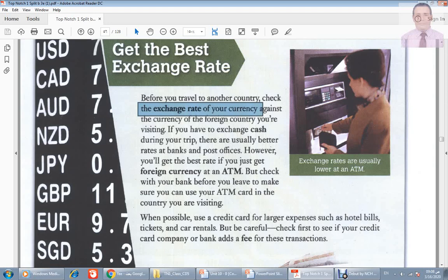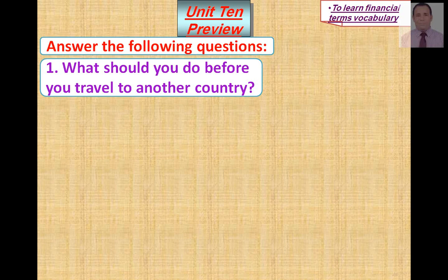If you have to exchange cash during your trip, there are usually better rates at banks and post offices here. So why should you check the exchange rate of your currency against the currency of the foreign country you're visiting? Because maybe you need cash, so you need to exchange your currency with the currency of the country you are visiting. So if we go back to this, what should you do before you travel to another country?